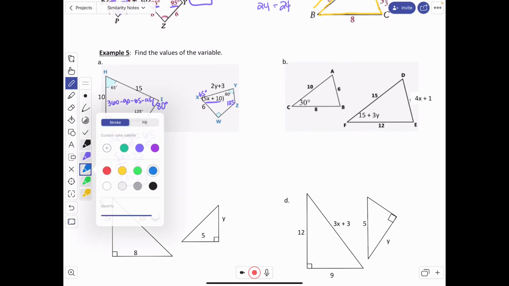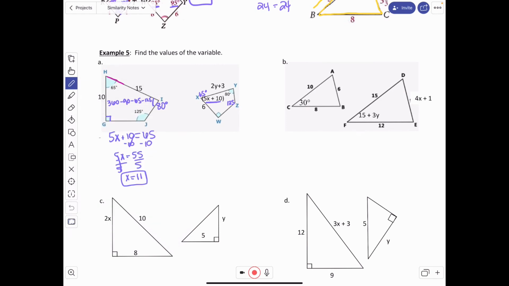Now, my next part here is I know this side and this side correspond to each other. Okay, to find our y, these two sides correspond to each other, but you have to be careful because they're not equal to each other. So the 2y plus 3, remember, it is shorter than that side. So you got to be super careful here.